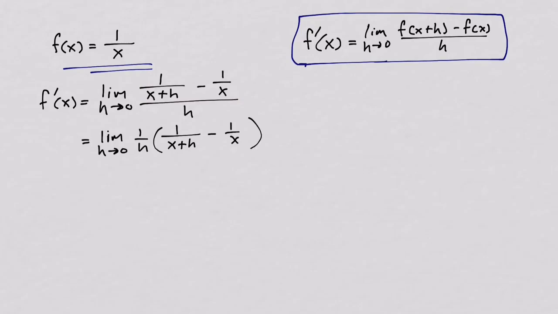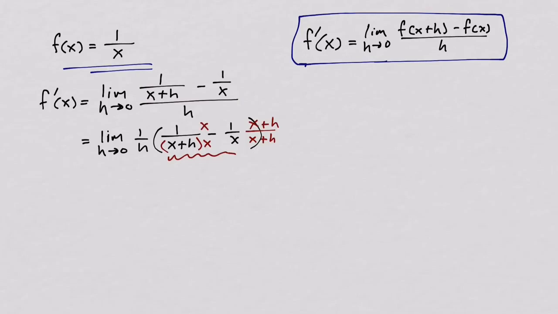And now here's the key step. I want to rewrite this part as a single fraction. So the common denominator that I can use is x times x plus h. So I want to multiply the first fraction by x over x, and I want to multiply the second fraction by x plus h divided by x plus h.